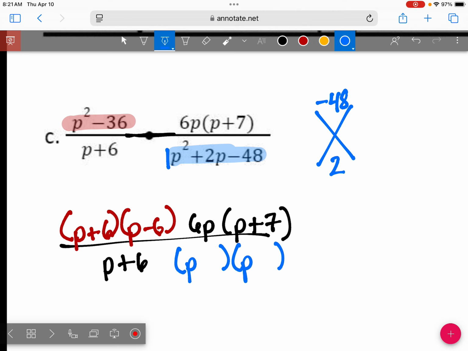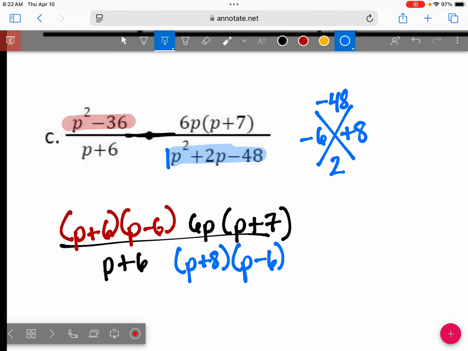Isaiah? Negative 6 and positive 3. All right. Does that work? Who agrees that that could be my numbers? Who got positive 8 and negative 6? All right, let's put them in. Now everything is factored. Let's start crossing stuff out.